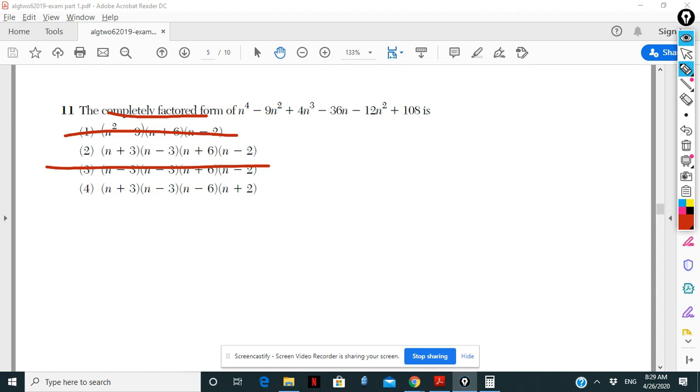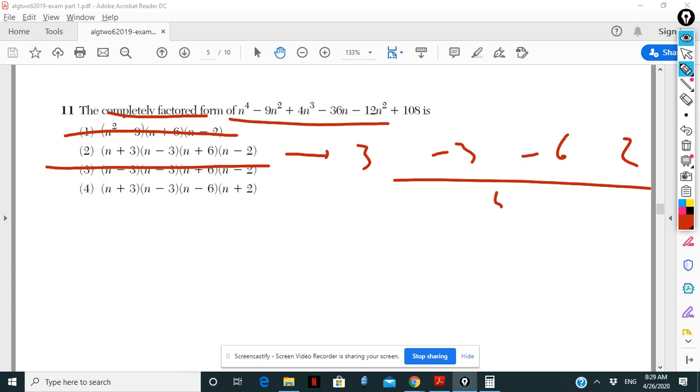I have many ways. One of them, I can go for the calculator, write this function, and look for the values for 3, negative 3, negative 6, and 2. And if all of them give me 0, so it's 2. Or look for 3, negative 3, and 6, and negative 2. And if all of them give me 0, so it's 4.